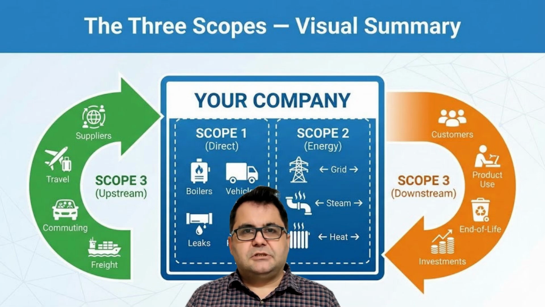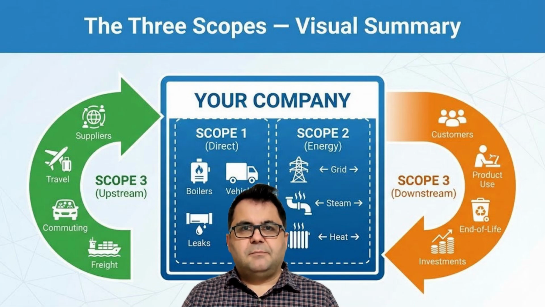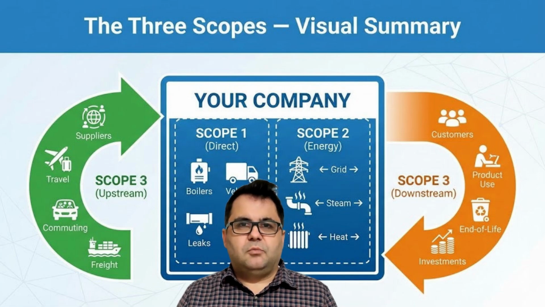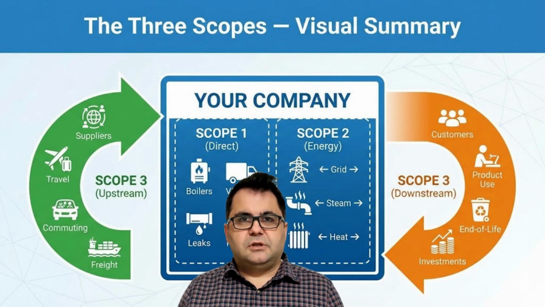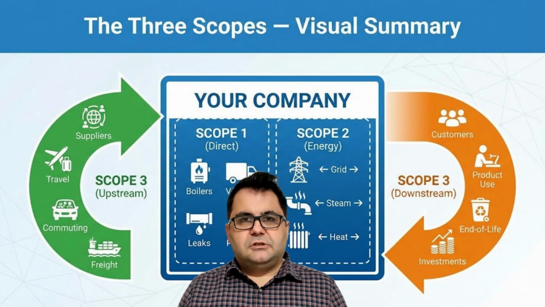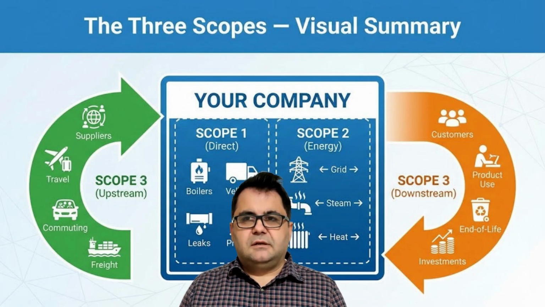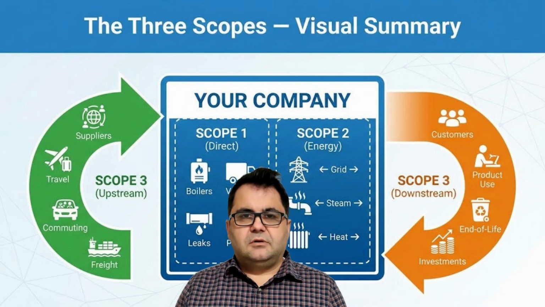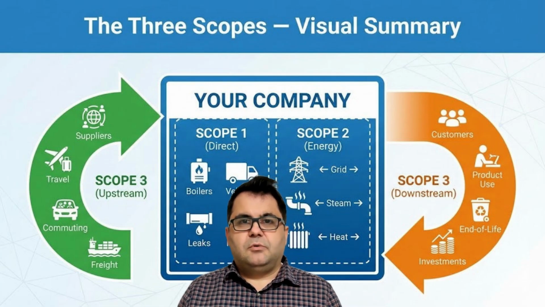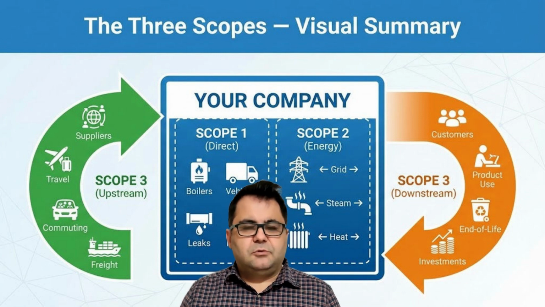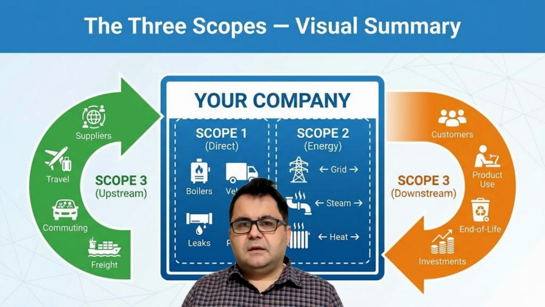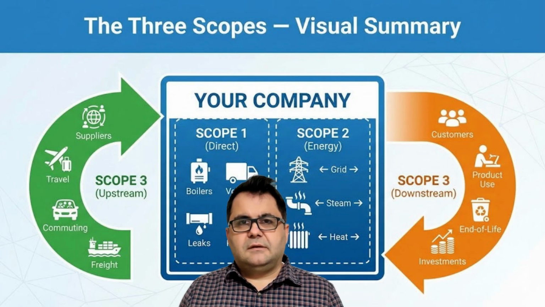Your company is in the center. Scope 1 is what happens inside your fence line, your boilers, vehicles, and processes. Scope 2 is the energy flowing into your company, electricity, steam, heating. And Scope 3 wraps around everything else, your suppliers upstream, your customers downstream, your employees commuting, your business travel. A complete carbon footprint covers all three scopes. Our platform will handle all of them. Keep this mental model as we build the system.